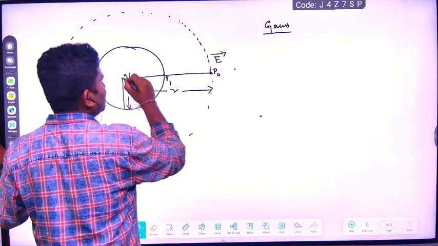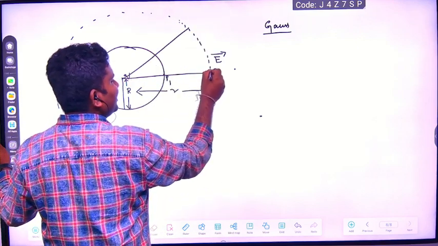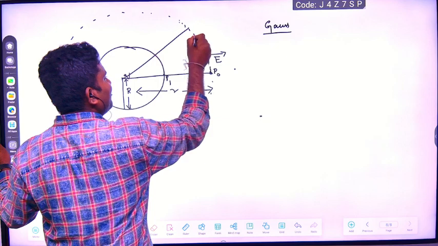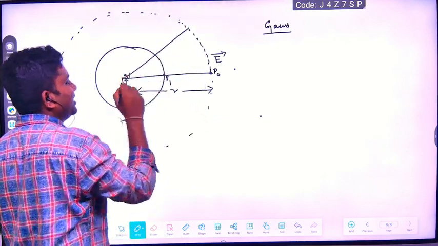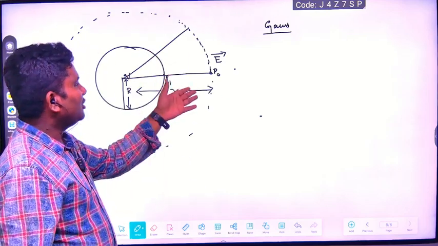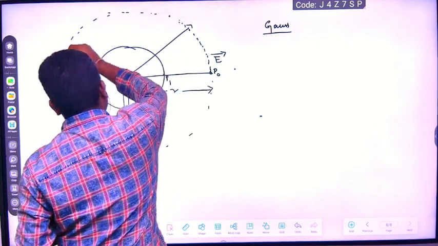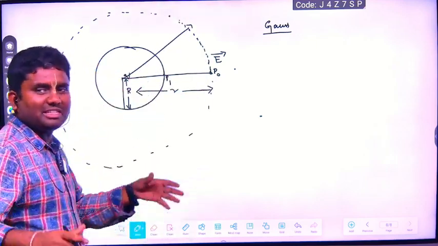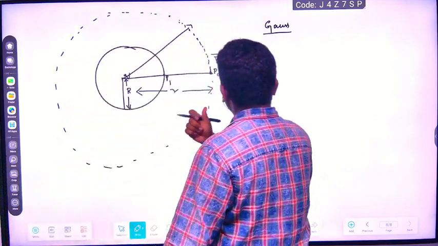Now, from the charge Q to any point you take on the surface, it is at equal distance from the charge. That's why it is called spherical symmetry. Now, the flux passing through any point on this Gaussian surface is the same. I hope you understood.